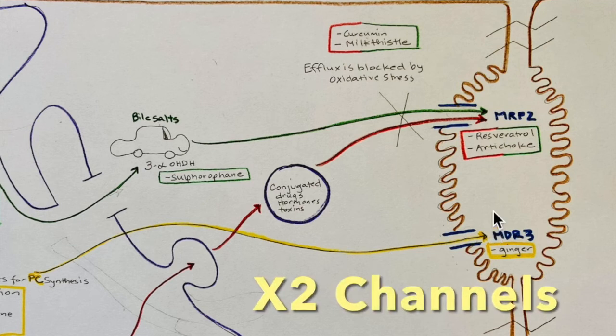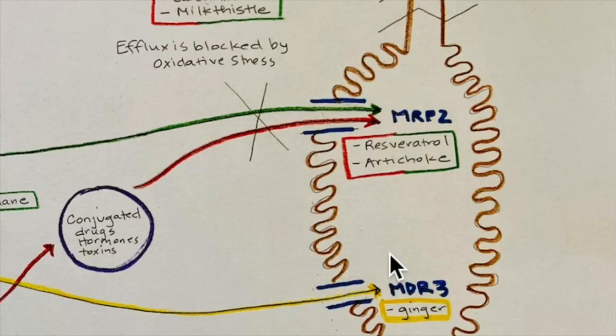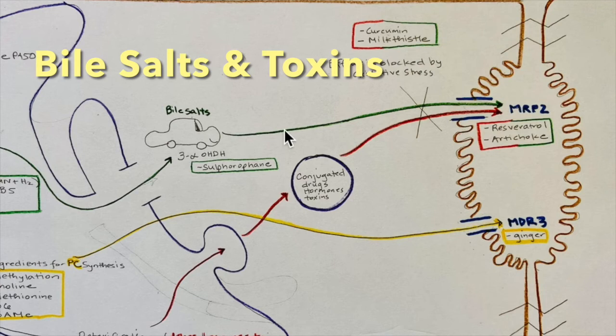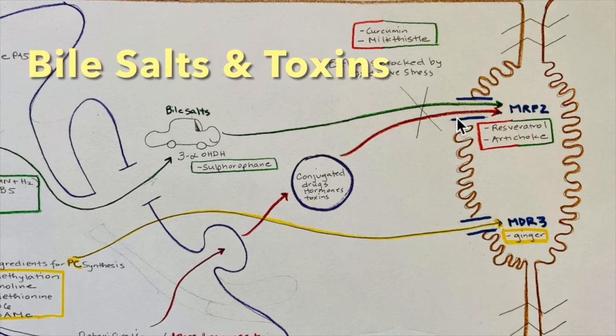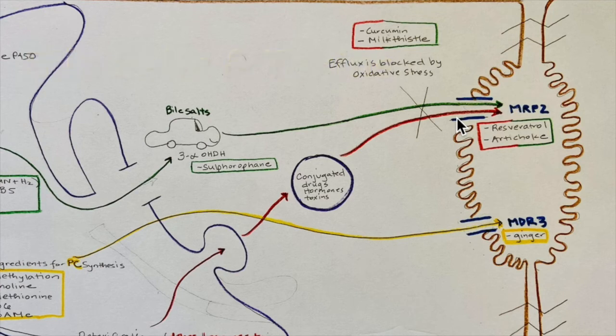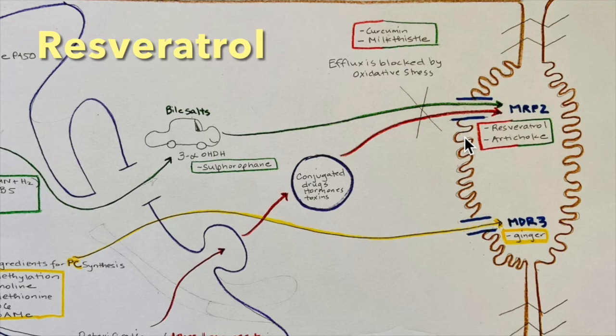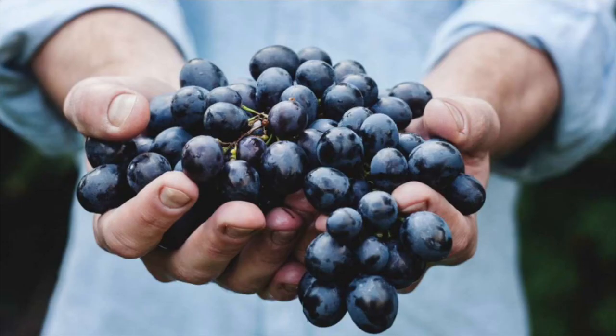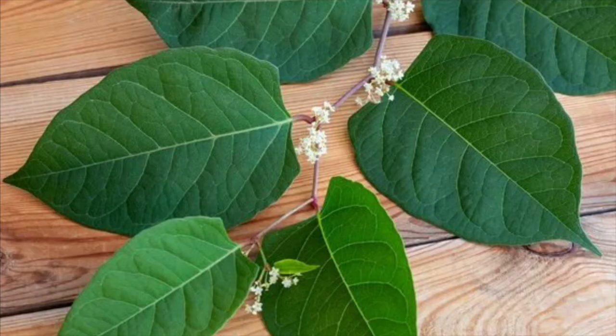I would like to mention two channels today. First, the MRP2 channel. This allows for the passage of both bile salts and transformed toxins and drugs from the cell. And this channel can be upregulated by resveratrol, which is an antioxidant found in red wine grapes or Japanese knotweed, as well as artichoke.